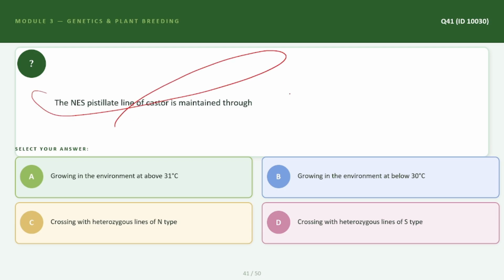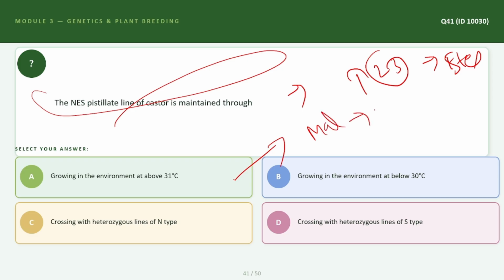See, one trick you have to remember. Generally, we think that the higher the temperature, the higher the sterility. But in this case, male fertility will be at the higher temperature. It means if you have to maintain the male lines, then definitely you have to go for fertile lines. You have to grow them at above 31-degree temperature.